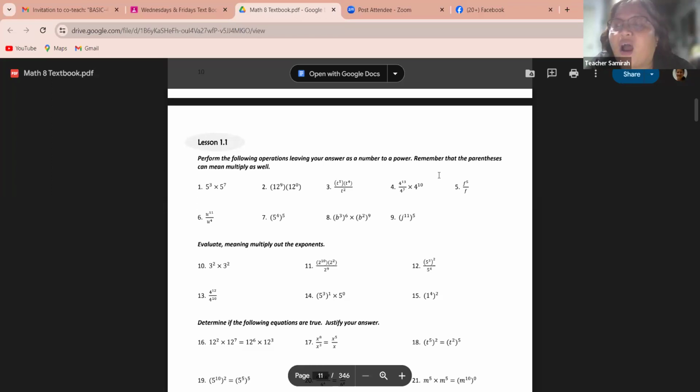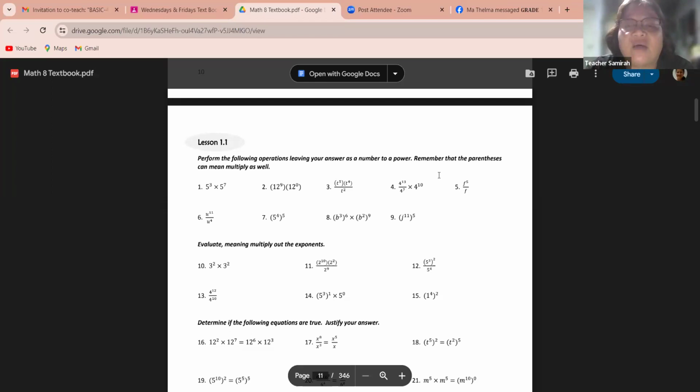5 minus 1 is 4, considering that 5 actually has the sign of positive. It's not negative, it's actually positive 5. So 5 minus 1 is 4. That is why the answer is F with the power of positive 4.